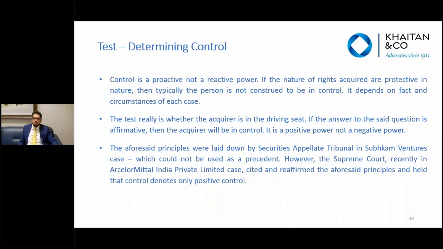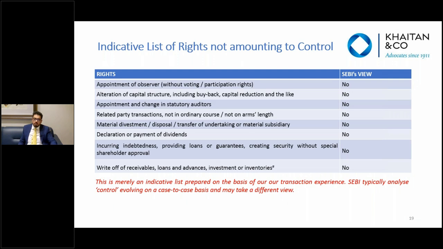We've now listed down a few rights which would not amount to control, and these have been done basis our experience in recent cases. But I want to just add a disclaimer to this, that it's not really something that is watertight or prescribed, because it was attempted by SEBI while they introduced the bright line test paper, but it never saw the light of the day. So every transaction is analyzed, and we receive comments from the Securities Exchange Board of India generally when issues of this nature are involved.